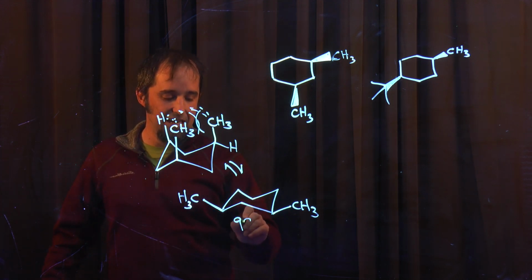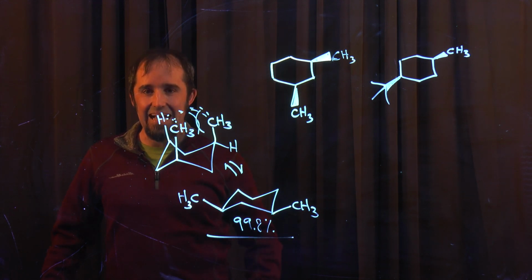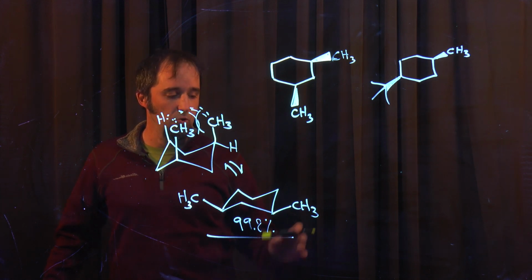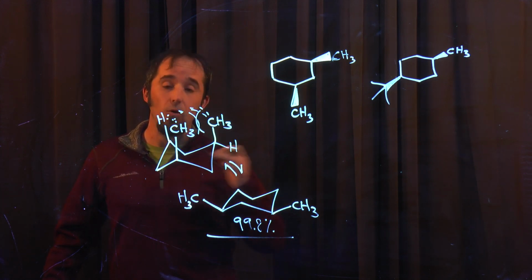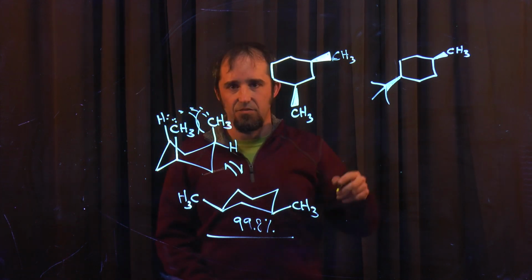As a result, if you do the math, this turns out to be 99.8% in the di-equatorial conformer. Again, I want to put groups as far away from each other as possible, to avoid these 1,3 diaxial interactions. Let's try this one.